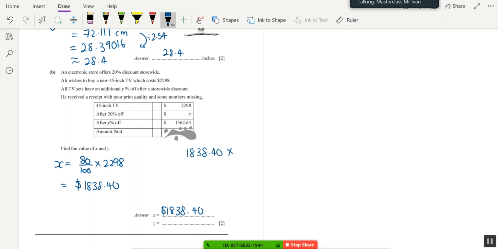1838.40 times, now, Y is the percent. Y is the percent, right? Remember how we get the 80%? We use 100 minus 20, right? So this is like 100 minus Y over 100, is equal to 1562.64. Why? Because this guy is the discount. This guy is the original.